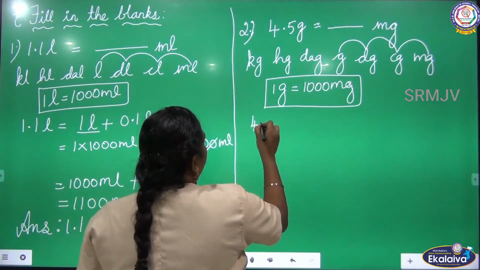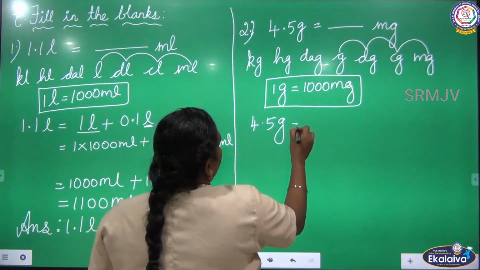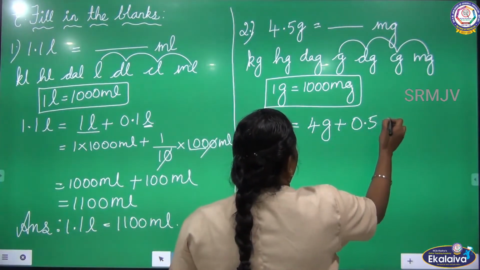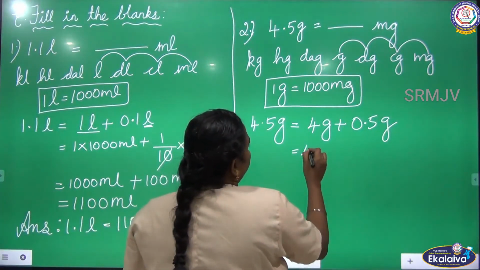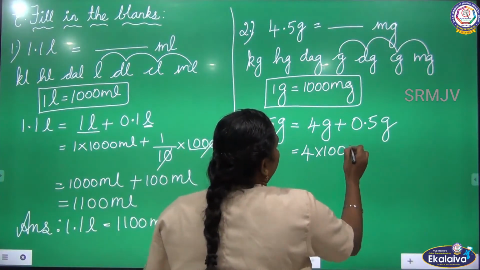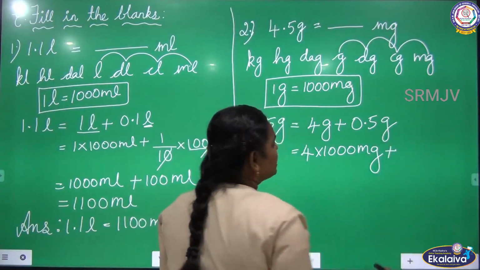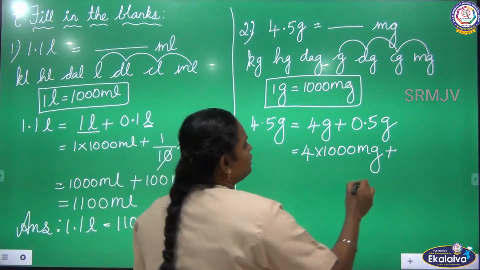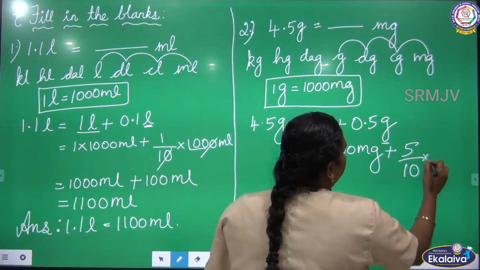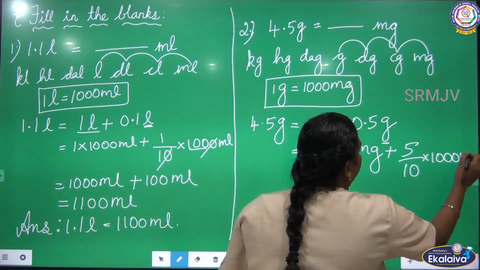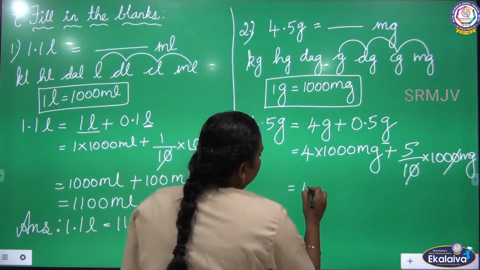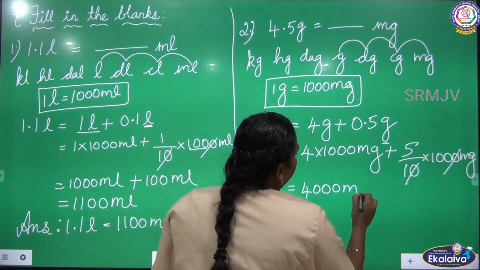So 4.5 grams equals, we can write 4 gram plus 0.5 gram. So 1 gram equals 1000 milligram. So 4 gram equals 4 into 1000 milligram. So tell me the fraction for 0.5. Shall we write 5 by 10? Yes. So only one decimal place, 5 by 10. So 1 gram equals 1000 milligram, into 1000, the 0 cancels. So 4 into 1000, 4000 milligram.